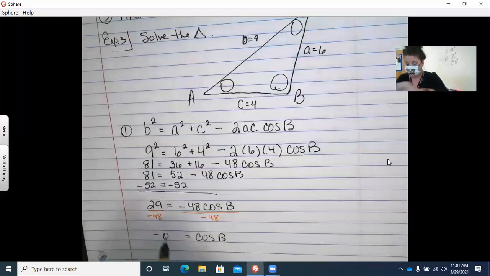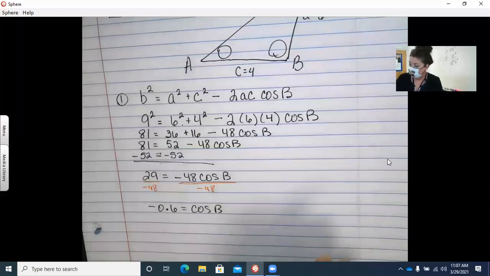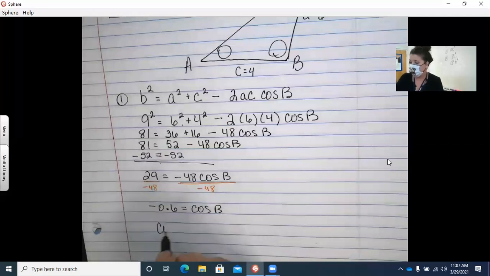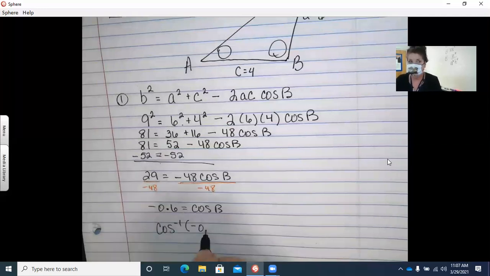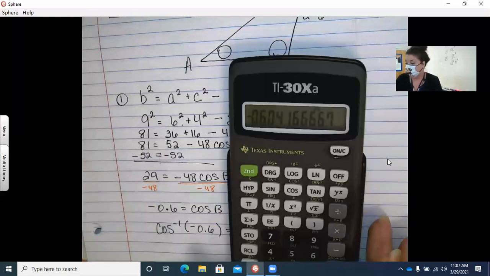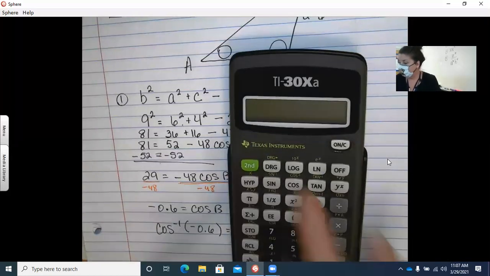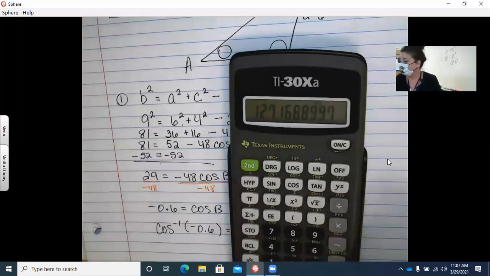Is that my angle B? No, that's the cosine of angle B. If I want to find angle B, I'm going to have to do cosine inverse of negative 0.6. But I'm not going to type 0.6 in my calculator. I'm going to leave that non-rounded version in there and hit second cosine for the inverse. And I'm going to go with 127.2 approximately.